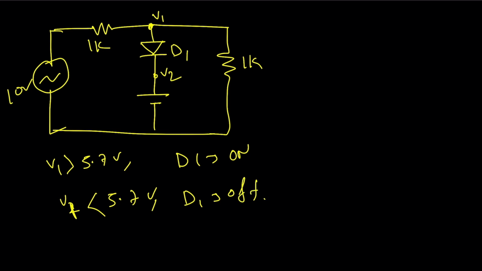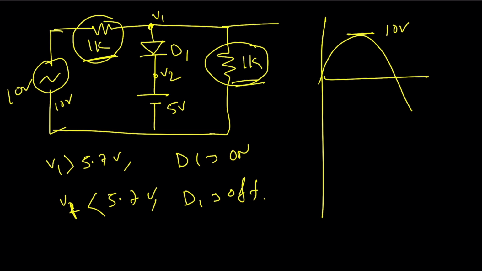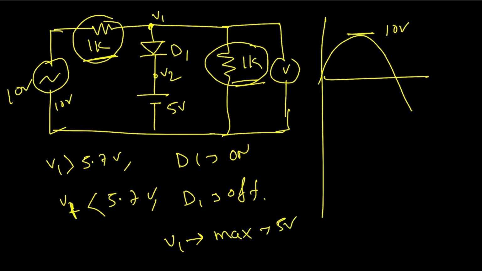But for this particular circuit, you can see here we have 1 kilo ohm resistance and 1 kilo ohm resistance, right? That means in the sine wave, the peak voltage is 10 volt, right? If we consider this one as 10 volt, then this will be divided across this resistance and this resistance, right? That means we will get a maximum of 5 volt across this resistance. That means V1 can be maximum 5 volt, right? V1 cannot be greater than 5.7 volt.